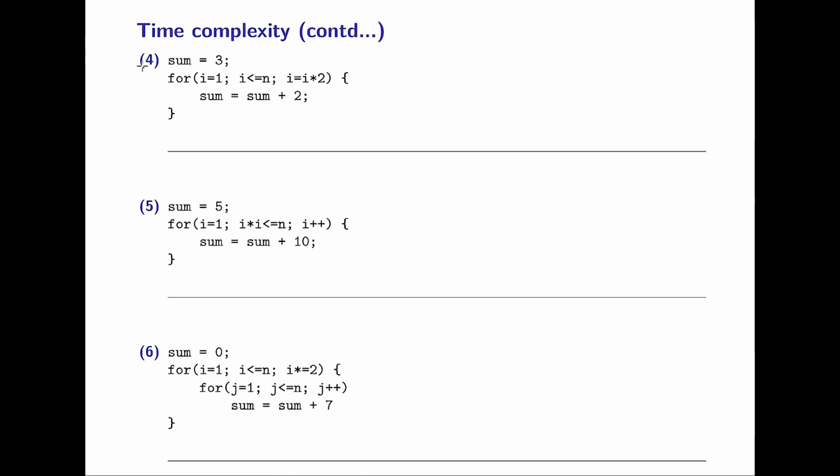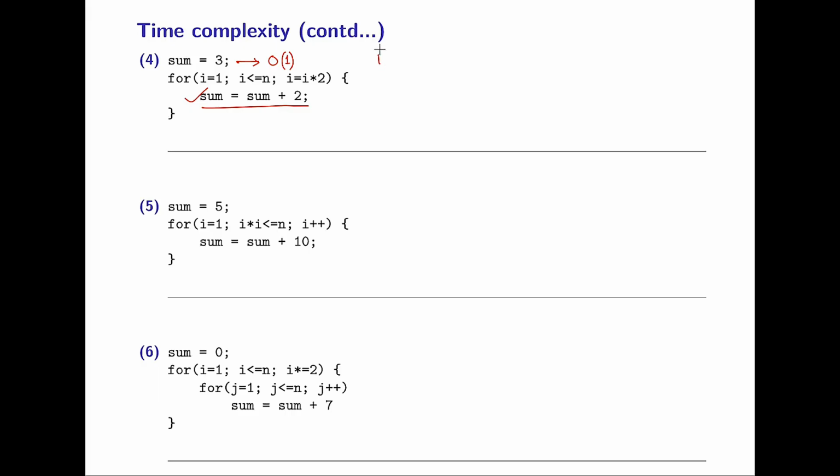Okay. Now example 4. Here the statements that are not in the loop are going to take only constant time, as we have seen. So now the time complexity of this algorithm will be decided by how many times the statement inside the loop is going to execute, which means we need to find out how many times this loop is going to execute.